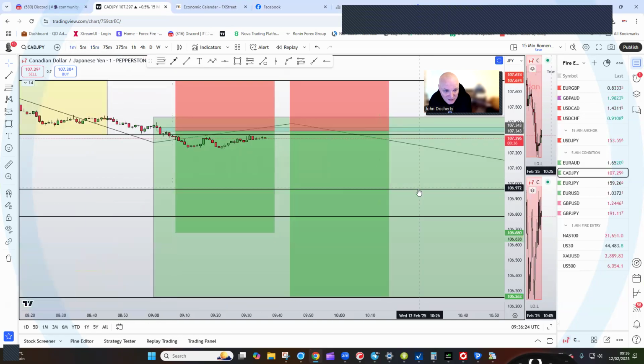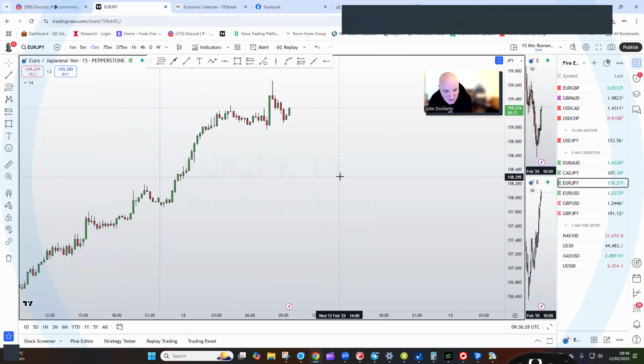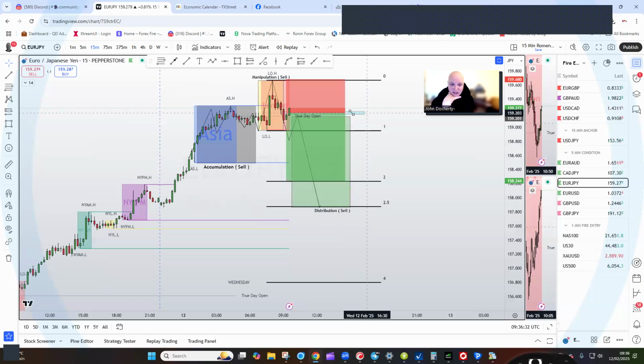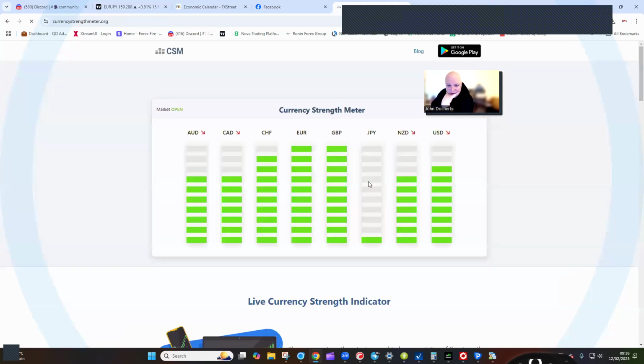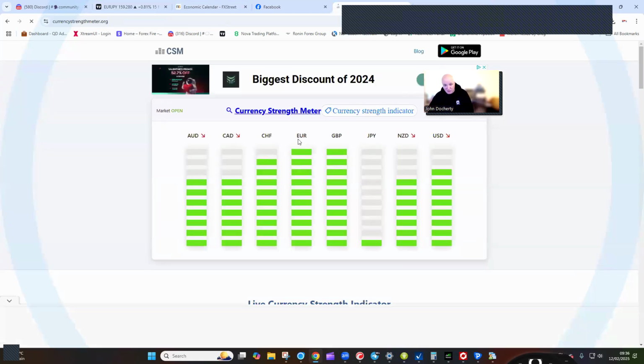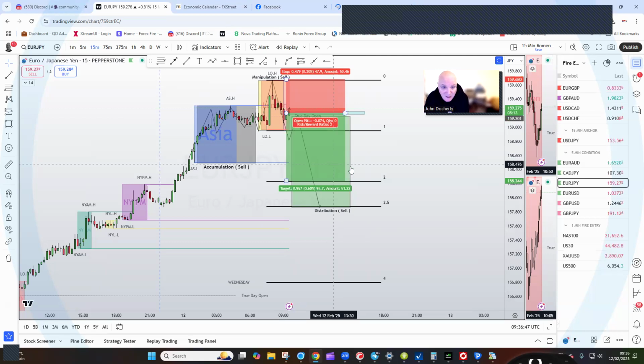I'll go down that 1 minute. We haven't quite tapped into it yet. The Euro JPY, we've tapped into the FVG. Okay, we'll look at the Euro JPY at the moment. The JPY is super weak, so this will go against us, guys. I'm telling you now, Euro is the strongest, JPY is super weak. This is not a good trade to take, to be fair, but I'll keep it marked up.